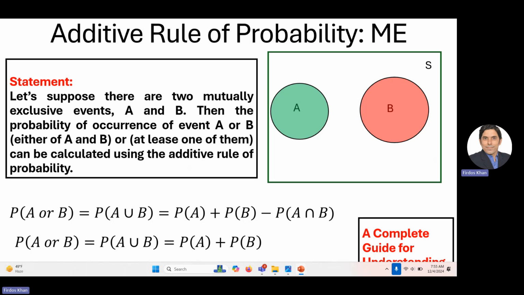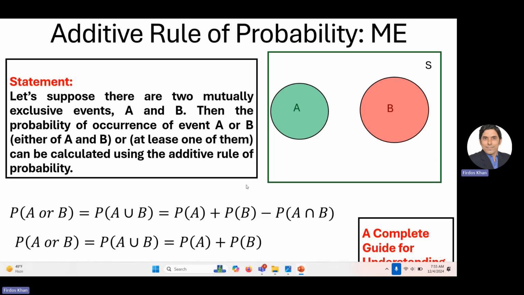The link is given in the description of this video, so you can go and watch how we can do this portion. But in mutually exclusive events, there is no common point, so that means the probability of this is 0. So you don't even need to mention this part in the equation when we are dealing with mutually exclusive events like the case given in this figure.